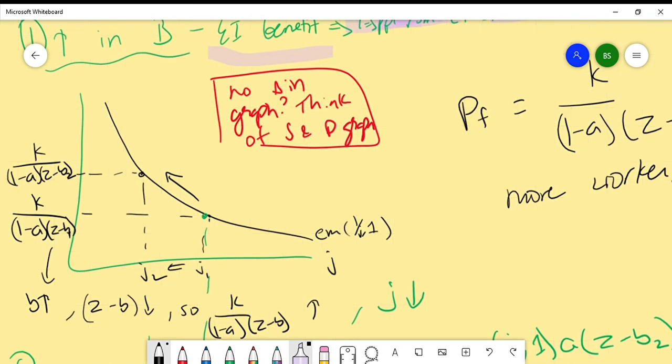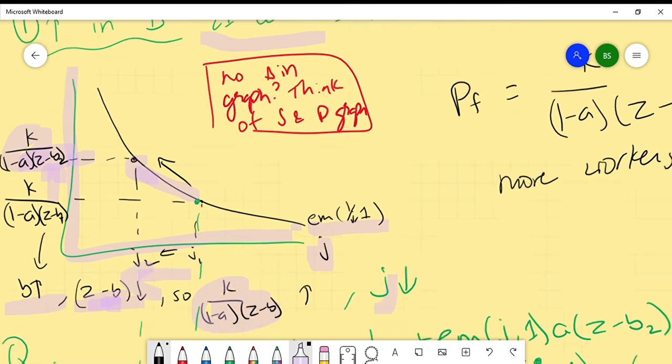So first we look at this graph, which is the firm graph. We have the firm PF function, EM 1 over J comma 1, and then these y-intercepts of K and 1 minus A, Z minus B. B increased, so over here Z minus B decreased. So this whole K increased, just mathematical logic. Which means this curve went like this, and we move along the curve, so J decreases. So J moves this way.